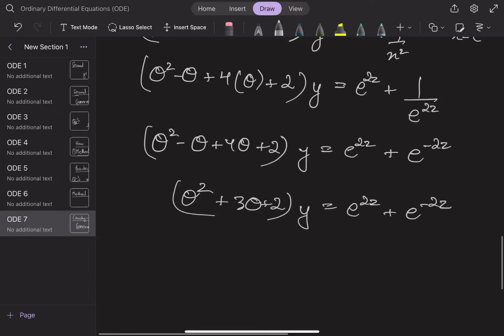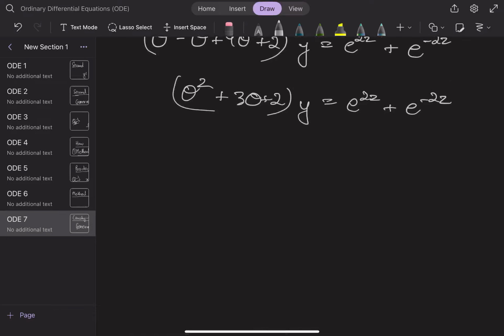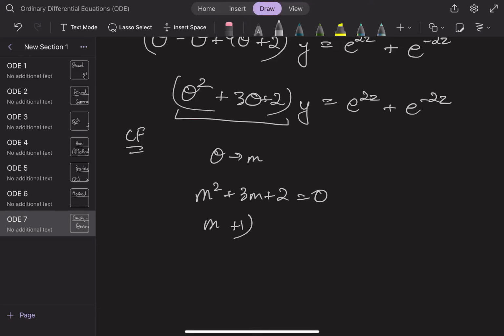Now you can basically solve this as we have been doing with our constant coefficients. So first of all, we're going to find the CF. Just use this and replace theta with m. So m square plus 3m plus 2 is equal to 0. This is (m plus 1) into (m plus 2) is equal to 0. So m1 is equal to minus 1 and m2 is equal to minus 2.